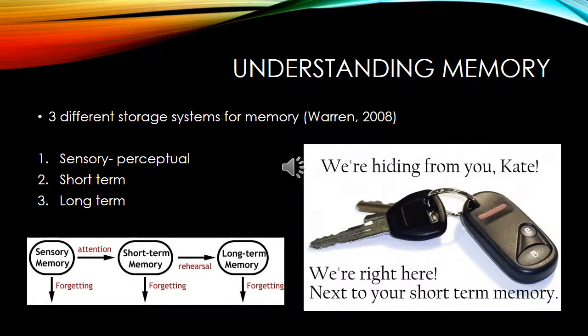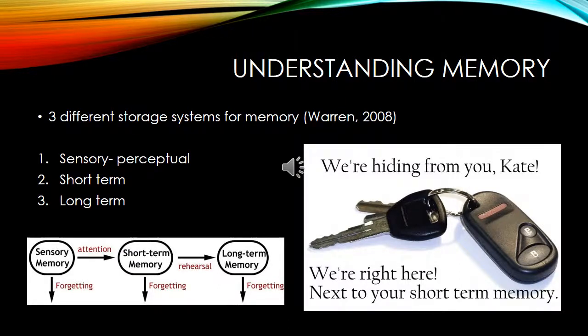In order to understand memory loss and forgetfulness, first we must understand memory. We have three different storage systems within our brain. They are sensory perceptual memory, short-term memory, and long-term memory.